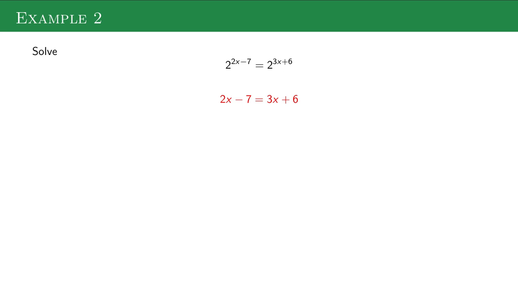I group up the x's on one side, so I can move this 2x by subtracting. I get the numbers on the other side, so now I can subtract 6. And now I'm done because that x is all by itself on one side. So the final answer here is x is negative 13.